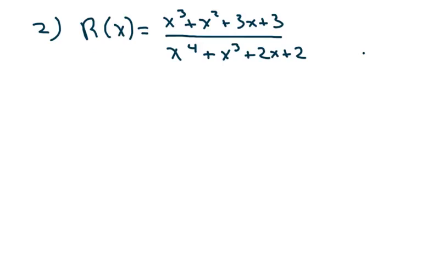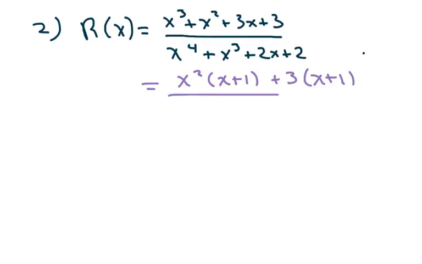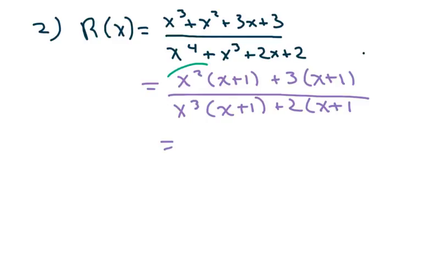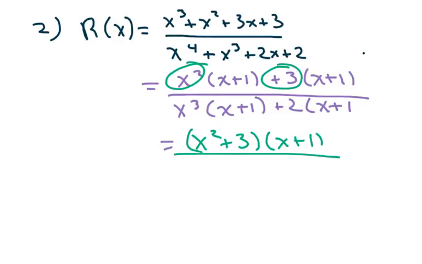So here we're going to group this, and we're going to factor out the x squared, and you're going to get x plus 1. Factor out a 3, you're going to get x plus 1 again. Over, here we're going to factor out x cubed, get x plus 1. Factor out a 2 and get x plus 1. Now let's group it. We're basically grouping these two together. You get x squared plus 3 times x plus 1 over x cubed plus 2 times x plus 1.